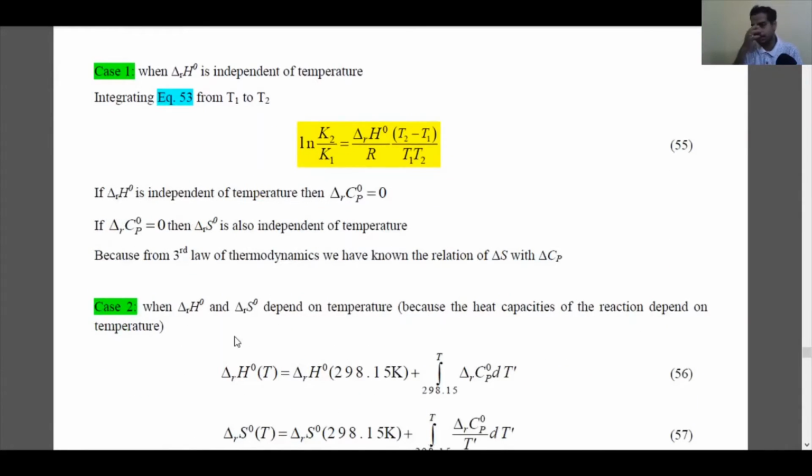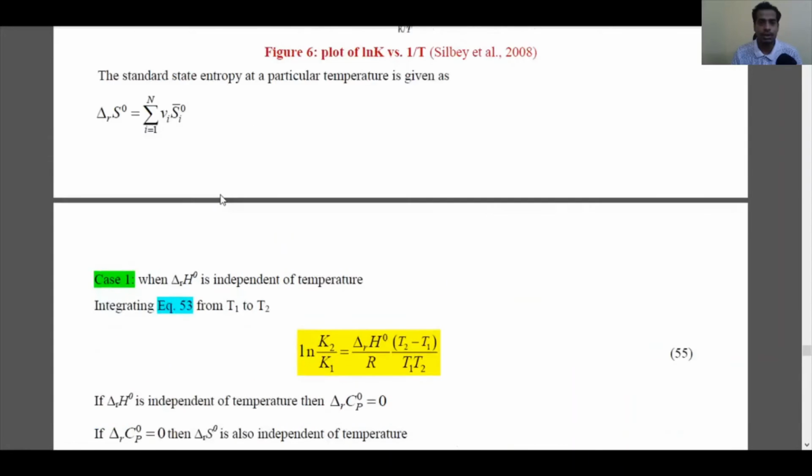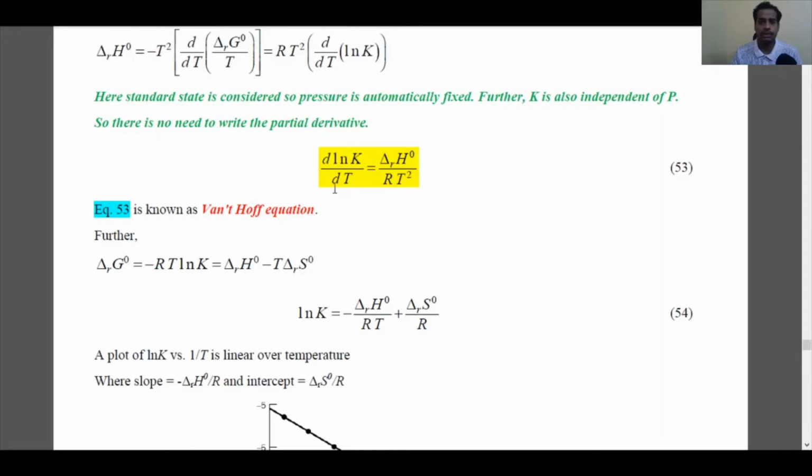So we have discussed the Van't Hoff equation. Now we'll see how the Van't Hoff equation helps in understanding the variation of reaction enthalpy at standard state with change in temperature. Again I am repeating, from the Van't Hoff equation we'll try to understand how the reaction enthalpy at standard state changes with temperature. Suppose we are assuming that the reaction enthalpy is independent of temperature. So what will the Van't Hoff equation look like? Again I am going to my Van't Hoff equation. This was my Van't Hoff equation.